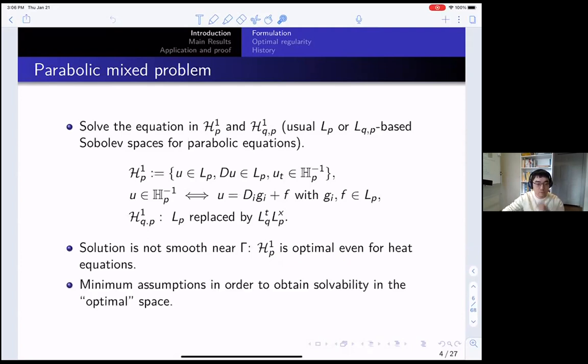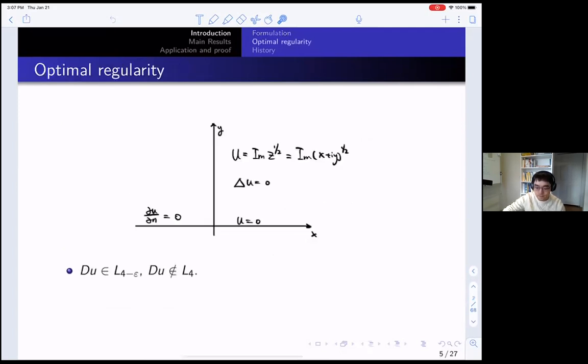Okay, so our aim is to find the minimum assumptions in order to obtain the solvability for this weak solution in these spaces and in the optimal range of p and q. Okay, and this is the optimal regularity.